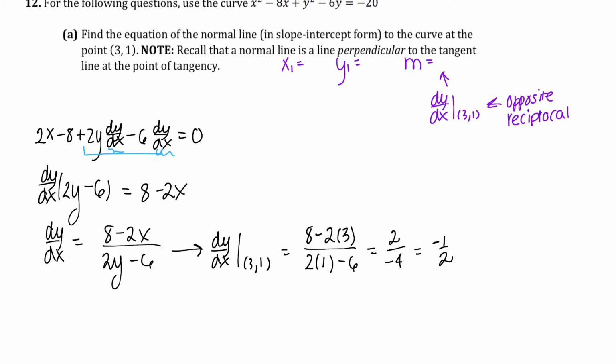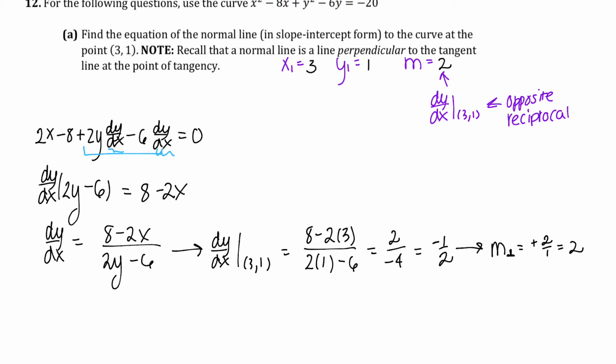The opposite reciprocal, so if our tangent slope is negative, then our perpendicular slope, our normal slope, will be positive. So it's positive and then flip the fraction. Sometimes we use this notation, like m with an upside down t on it, to mean perpendicular. So we make it positive and then the fraction gets flipped upside down. So that would be 2.